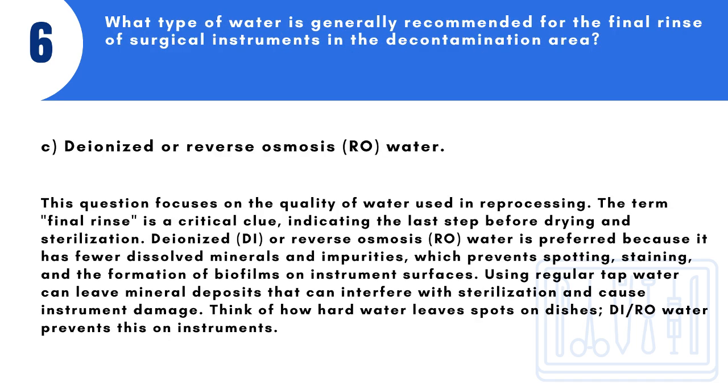Answer: C. Deionized or reverse osmosis, RO, water. This question focuses on the quality of water used in reprocessing. The term final rinse is a critical clue, indicating the last step before drying and sterilization. Deionized, DI, or reverse osmosis, RO, water is preferred because it has fewer dissolved minerals and impurities, which prevents spotting, staining, and the formation of biofilms on instrument surfaces.